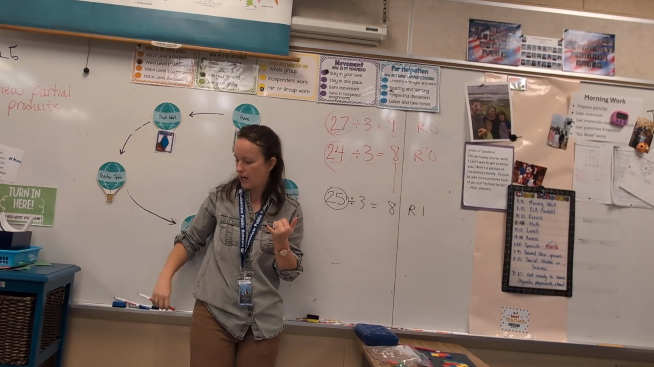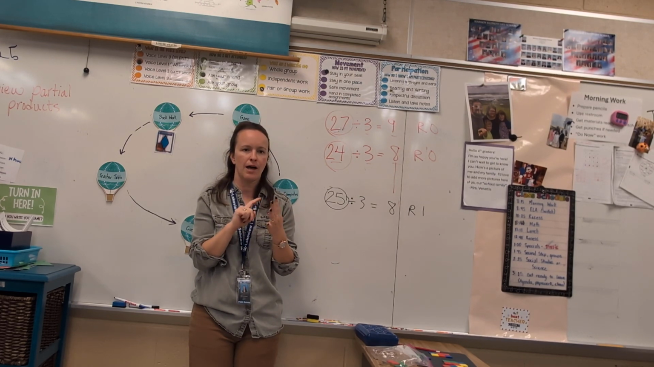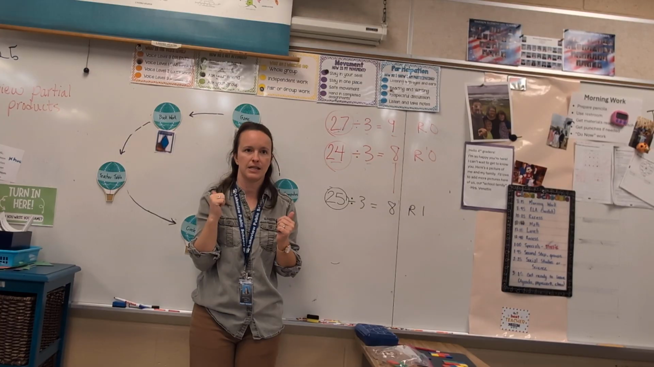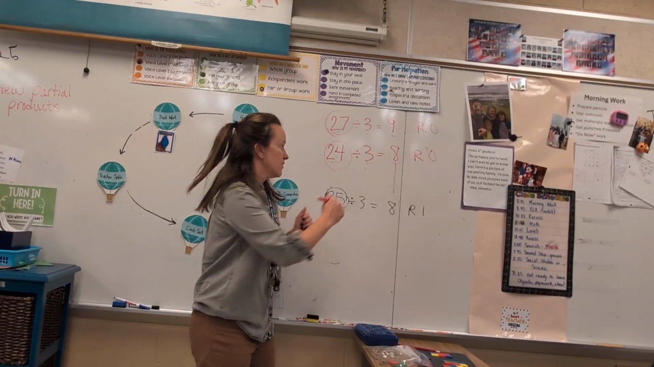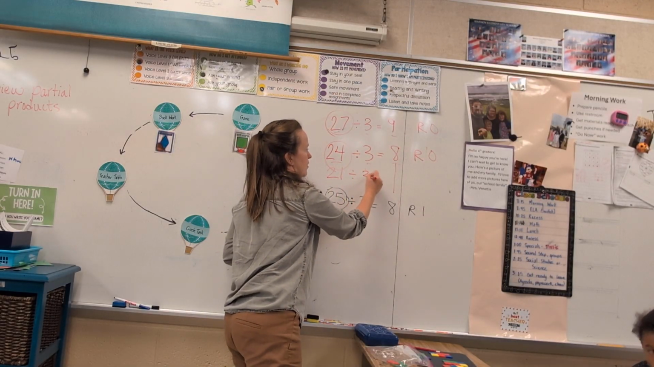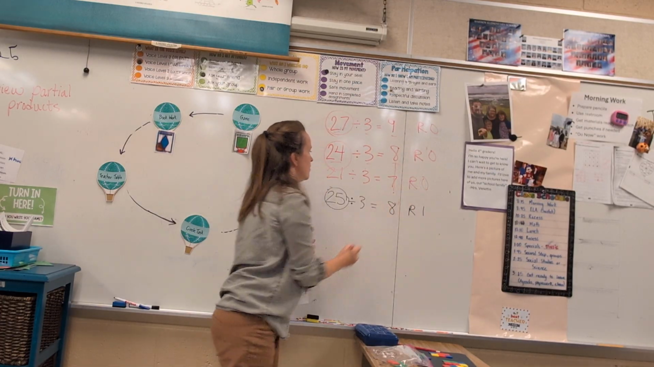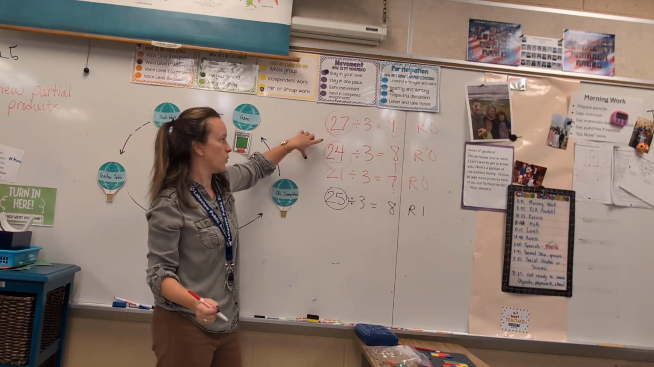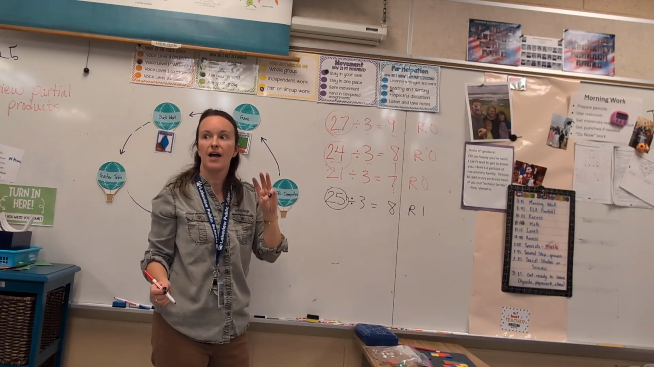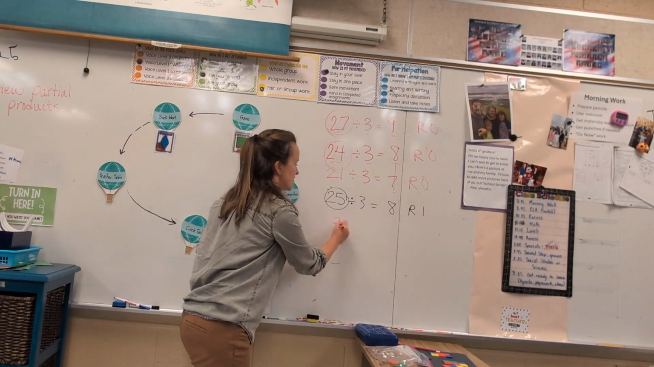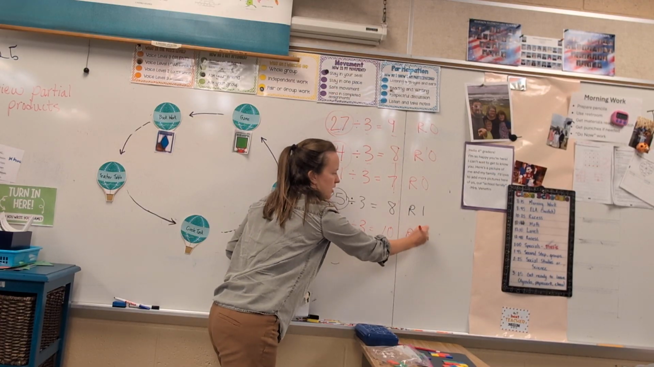So let's count, guys, let's try it. Ready? 3, 6, 9, 12, 15, 18, 21. Oh, 21 would work. We can add that. 21 divided by 3 would have gotten me 7 with a remainder of 0. Then what comes after 21? 24, 27. Ooh, 3 more would be what? 30 would also give me a remainder of 0. It'd be 10 with a remainder of 0, right?